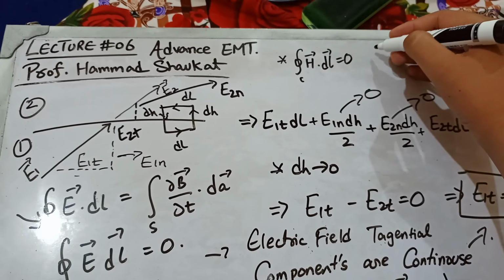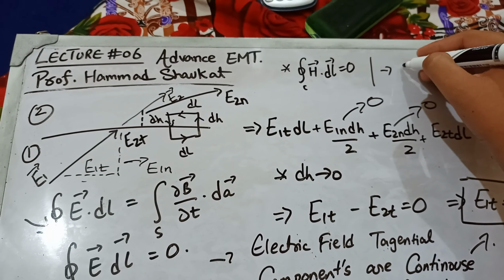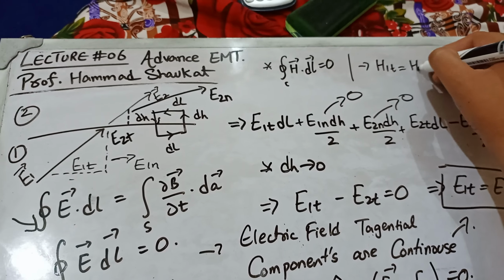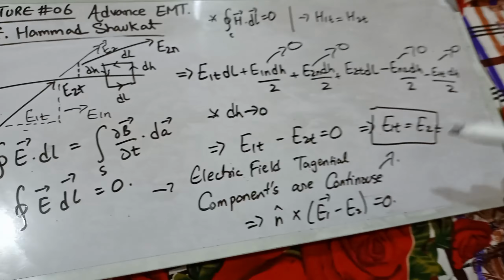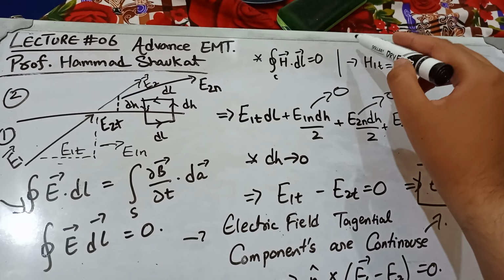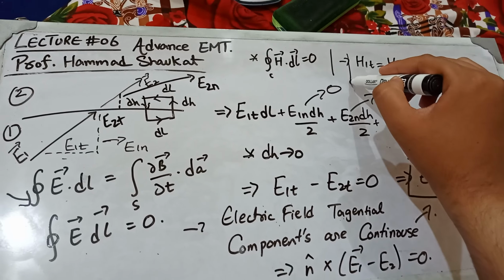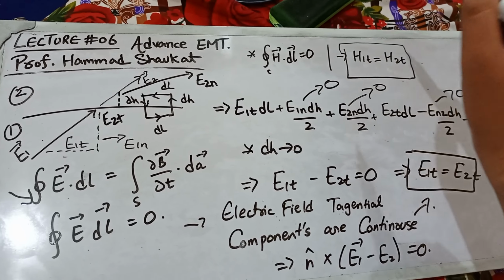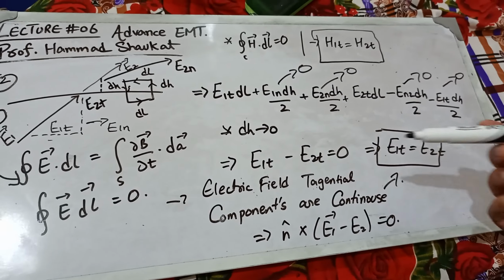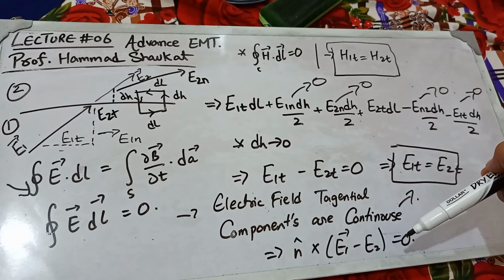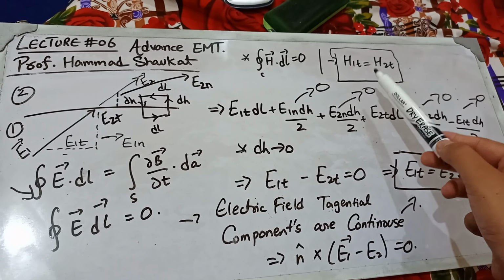Let me show you some results. Your results are also the same. Your H1t should be equal to H2t, as we derived here. Your E1t is equal to E2t. So you have to prove that your magnetic field tangential components are continuous, similar to what we found here, where electric field tangential components are continuous. So you must prove this, okay.